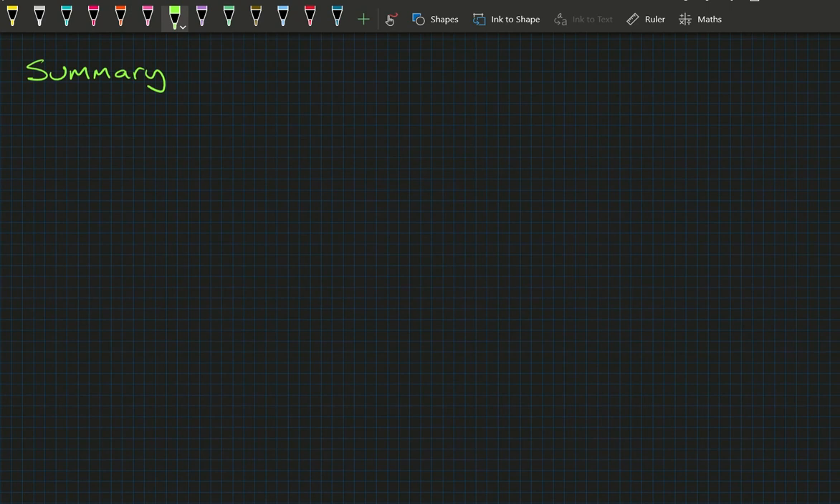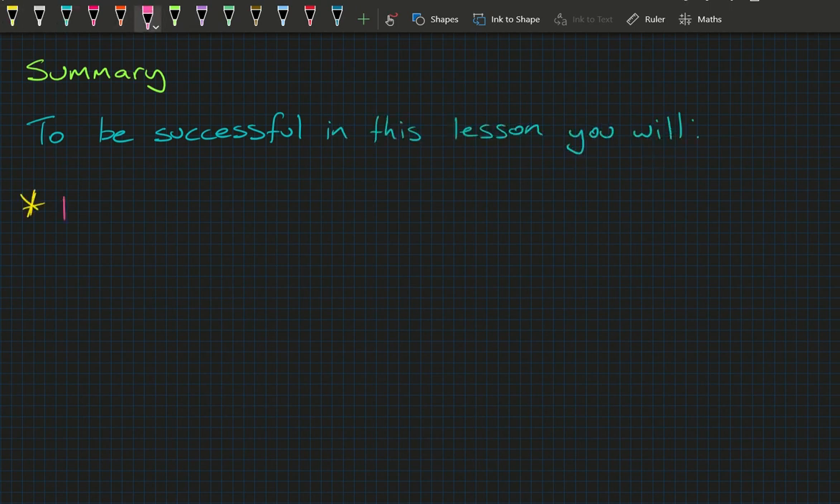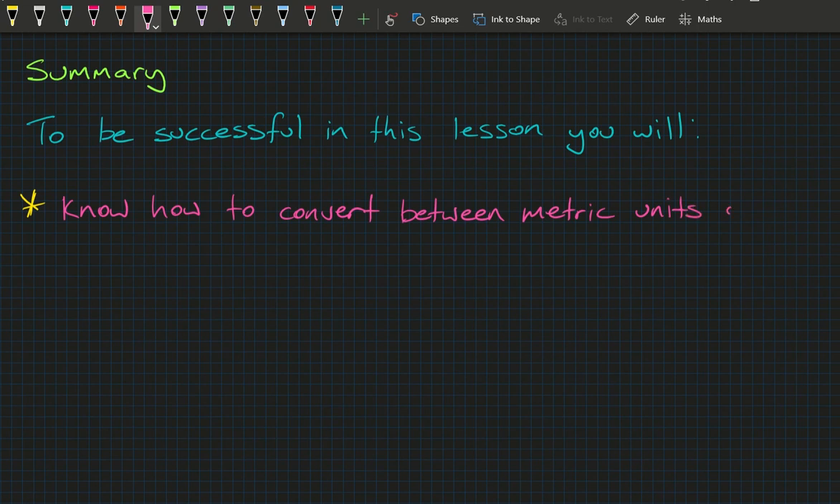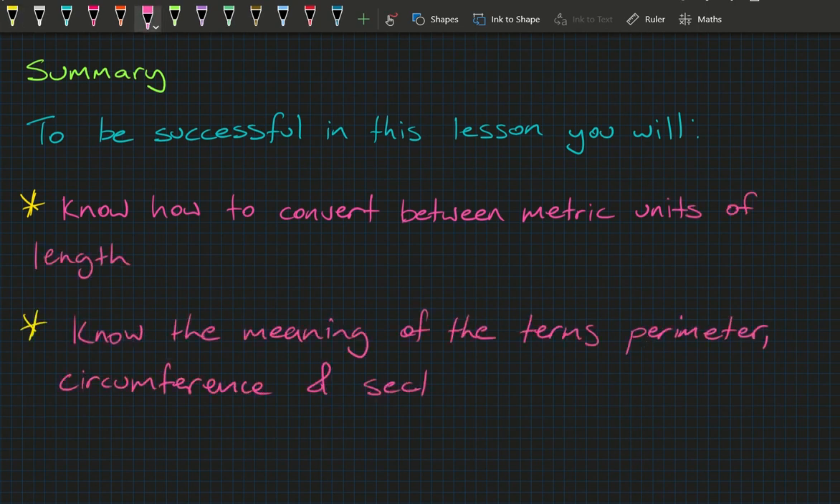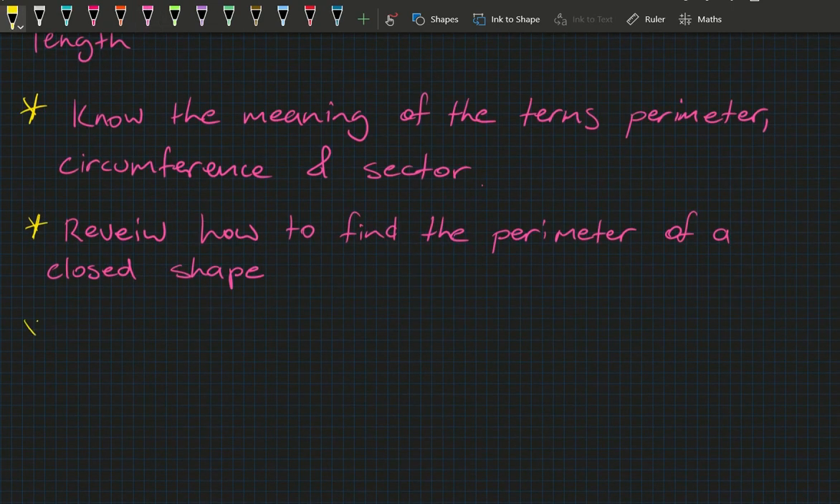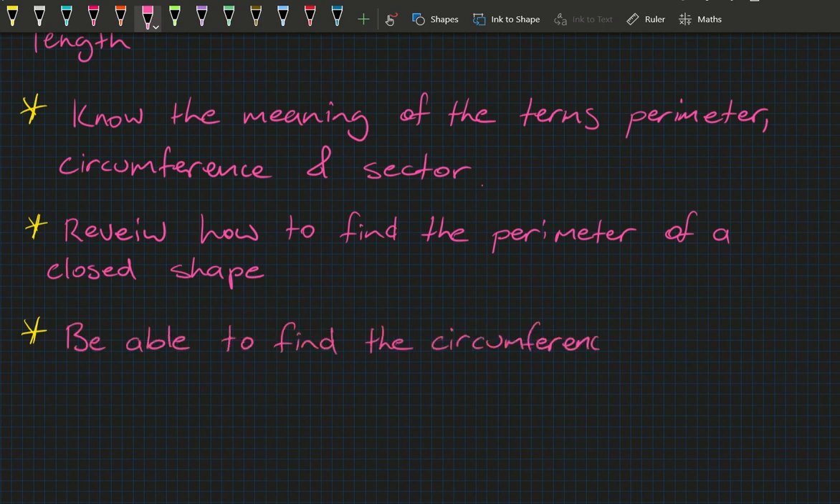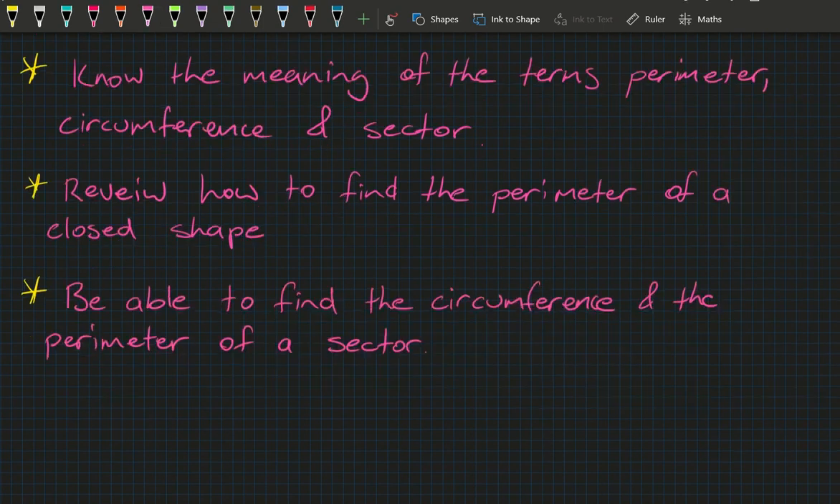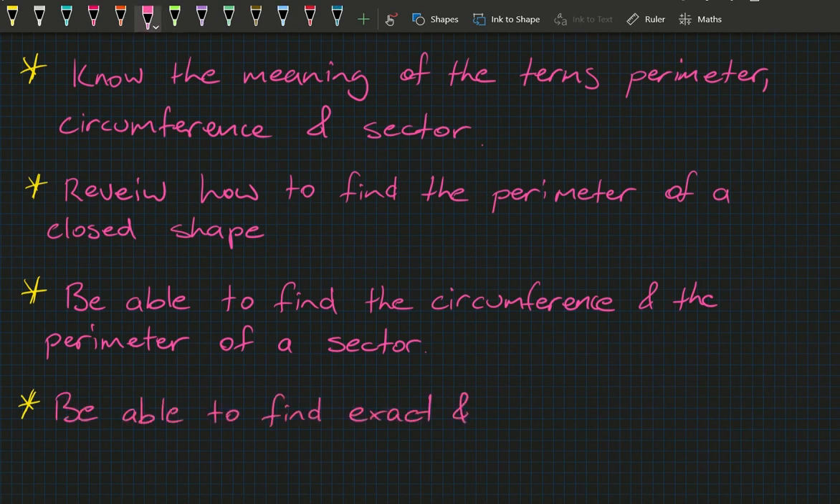Okay, this lesson has no extra challenges, and I think I've covered everything to the best of my ability. So let's just get straight to the summary, where you need to know that to be successful in this lesson, you will know how to convert between metric units of length, know the meaning of the terms perimeter, circumference and sector, review how to find the perimeter of a closed shape, be able to find the circumference of a circle and the perimeter of a sector, and be able to find both exact and rounded answers to problems involving perimeters.